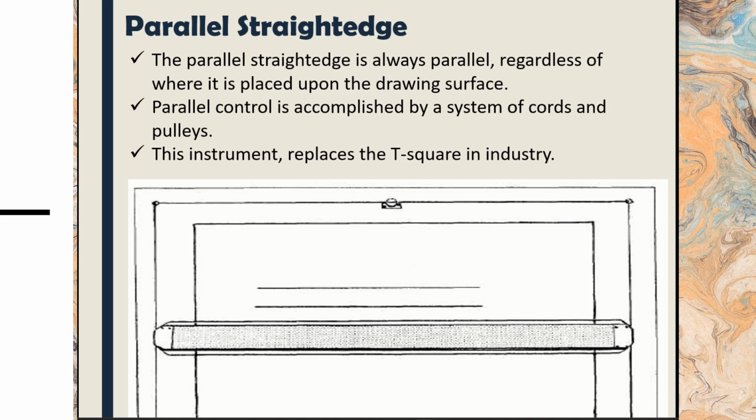Parallel straight edge. The parallel straight edge is always parallel regardless of where it is placed upon the drawing surface. Parallel control is accomplished by a system of cables and pulleys, and the instrument replaces the T square in industry, but we are not using that here, so we will not dwell so much on that.